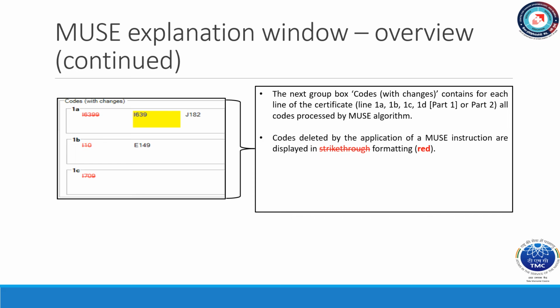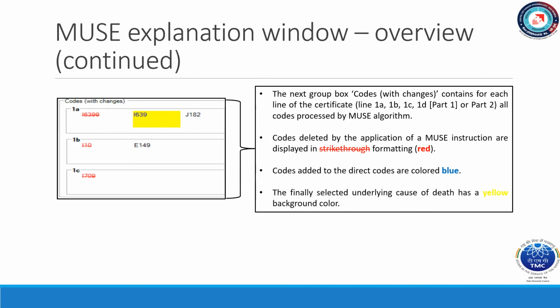Here, the codes deleted due to a Muse instruction are displayed in strike-through formatting and highlighted in red. The codes added to direct codes are colored blue, and finally, the selected underlying cause of death is highlighted with a yellow background color.